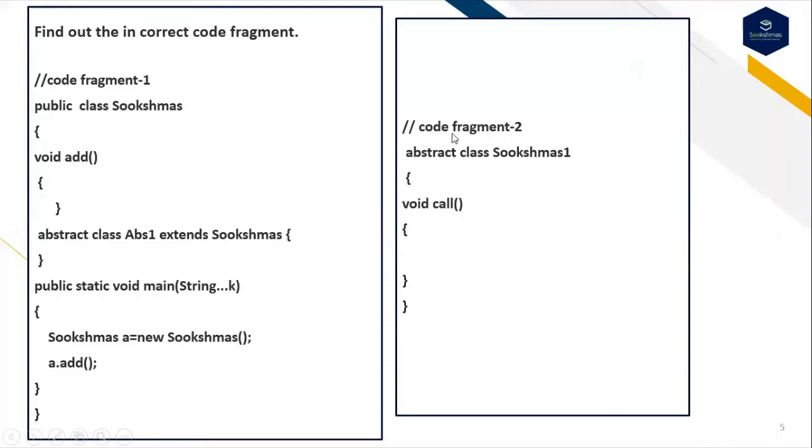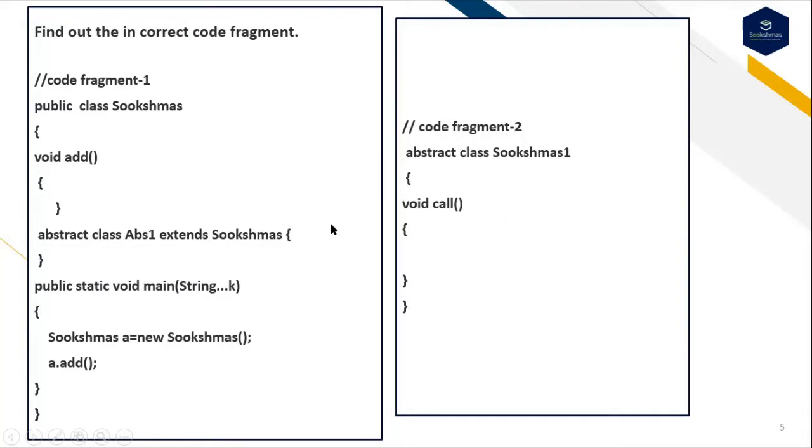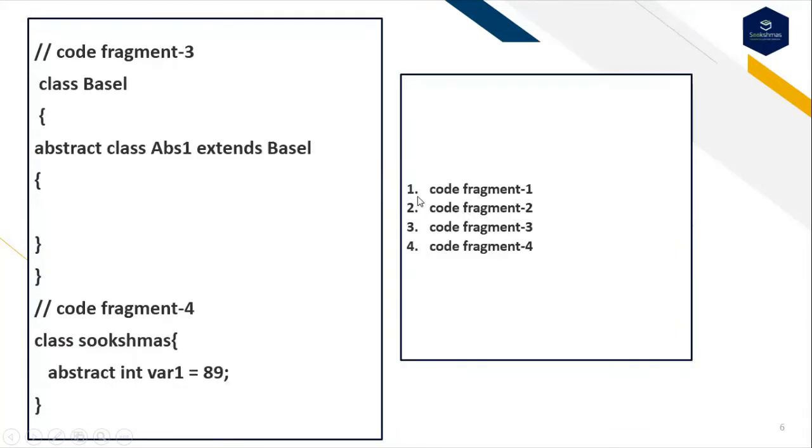This is code fragment 2: abstract class Sookshmas1, and here we have a method called void call. And this is code fragment 3: class Base, and abstract class EBS1 that extends the Base class. Code fragment 4 is class Sookshmas with an abstract int variable1, and we are assigning 89 to the variable1. Here you have to find out the incorrect code fragment. The first option is code fragment 1, the second option is code fragment 2, the third option is code fragment 3, and the fourth option is code fragment 4.